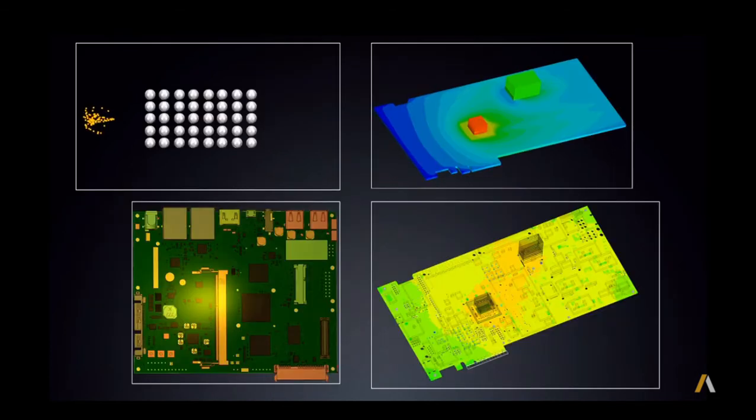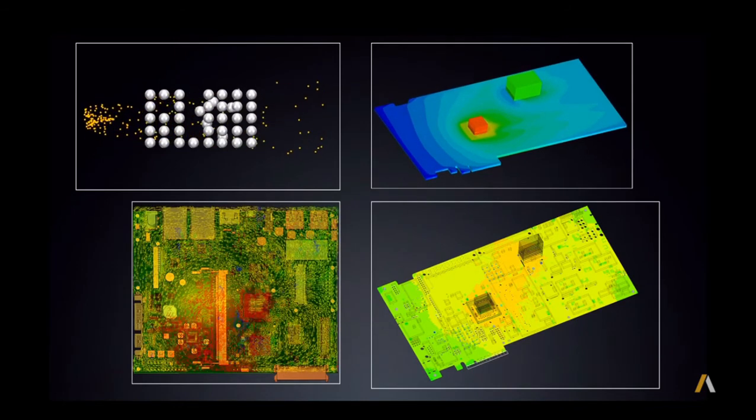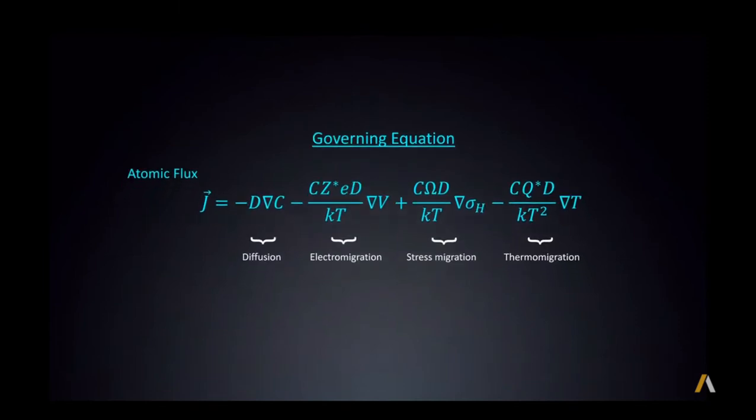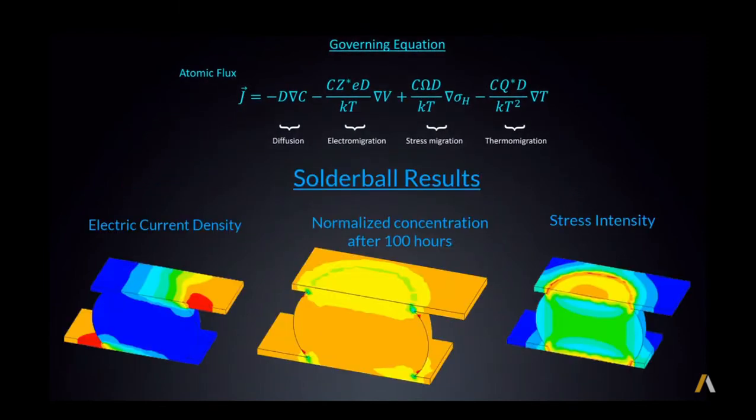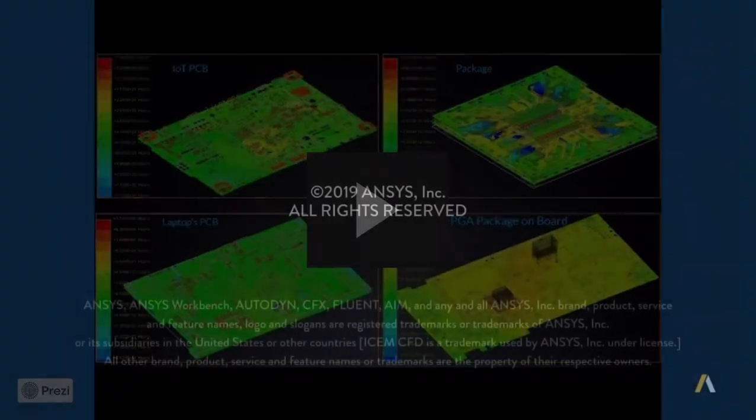Simulate PCBs in ANSYS SI-Wave to easily identify and resolve potential electromigration issues and boost electronics reliability. To go even deeper into the detailed physics of electromigration at the individual component level, consider ANSYS Mechanical. This is electromigration.